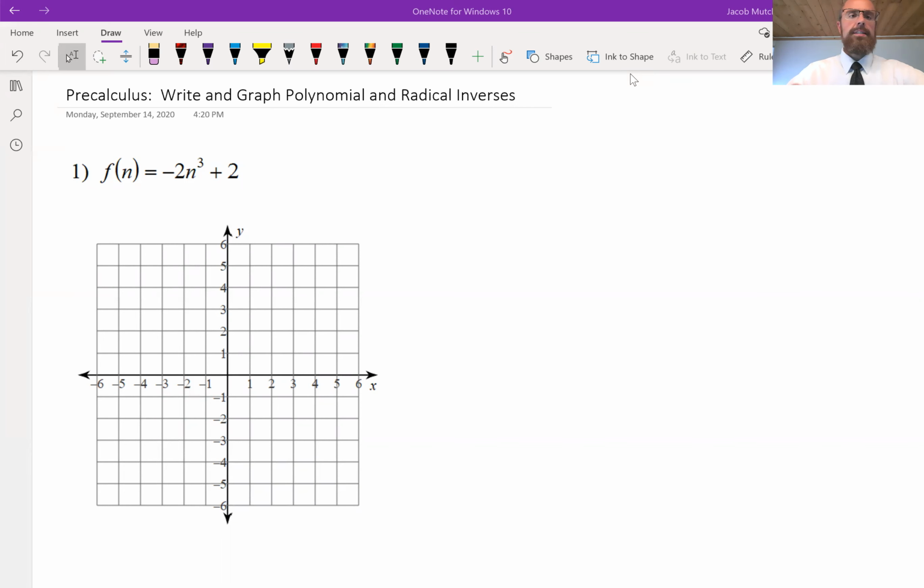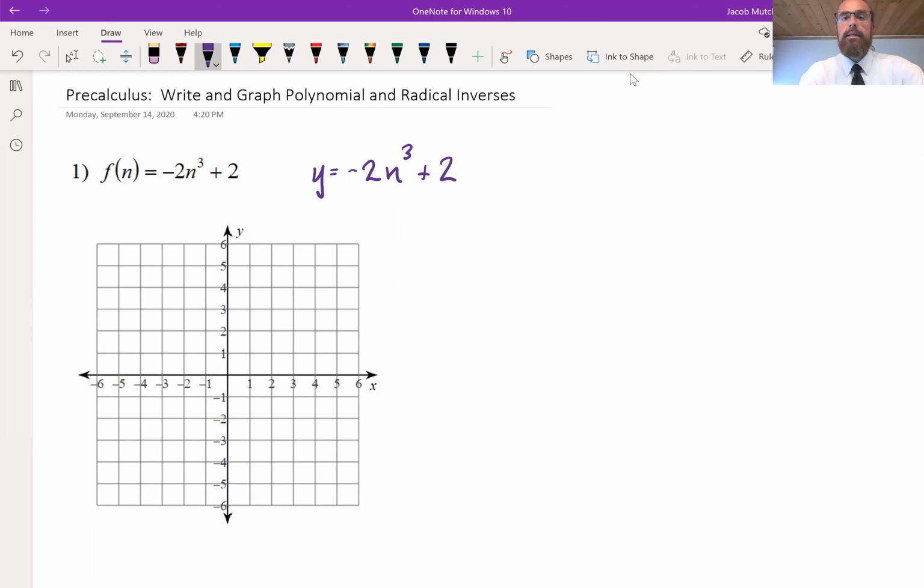Our first function is f of n equals negative 2n cubed plus 2. So recall from our previous discussion of writing linear inverses, to write an inverse, I need to switch the domain and the range, which in the case of a function is switch y and in this case n. So just to declutter a little bit, I'm going to call f of n y to begin with. So that's my first step. I'm going to call this original function y equals negative 2n cubed plus 2.